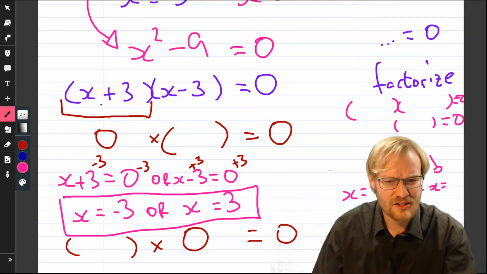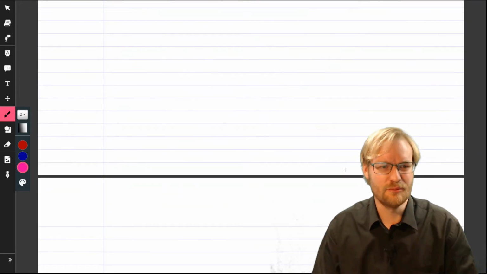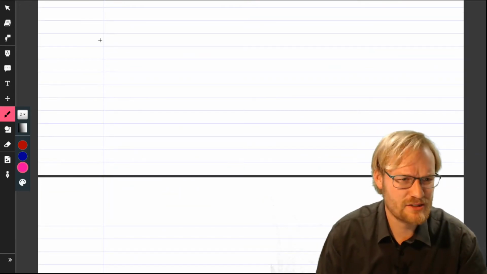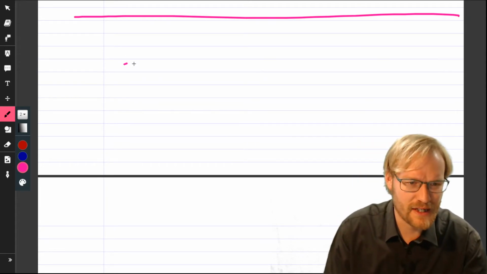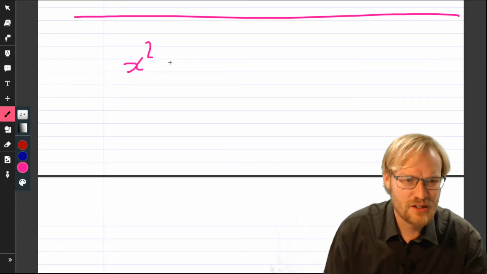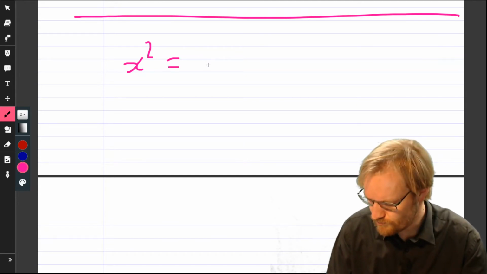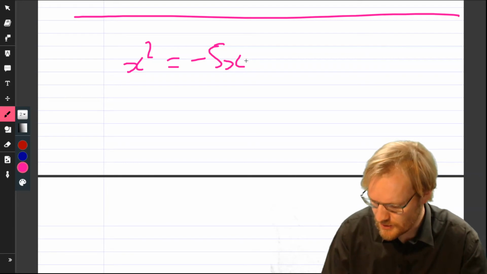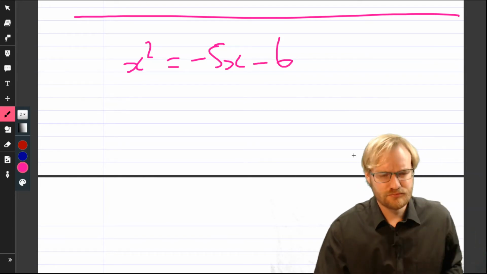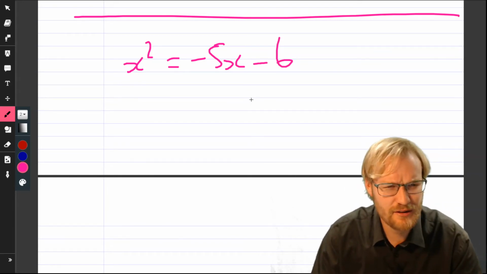Okay, let's run through a couple of examples here. And so let's have a brand new equation. What happens if we've got something like x squared equals minus 5x minus 6?